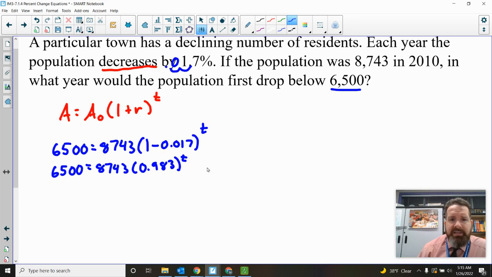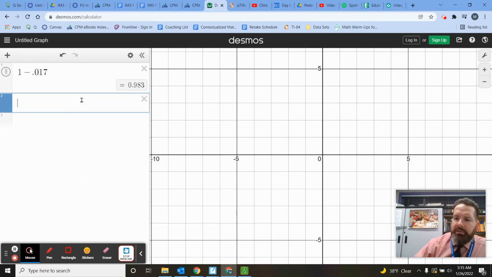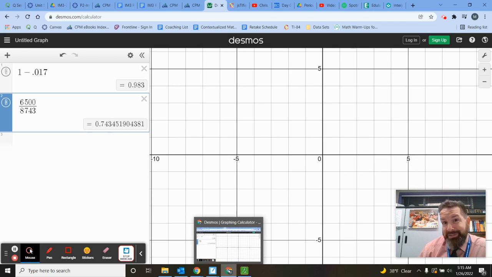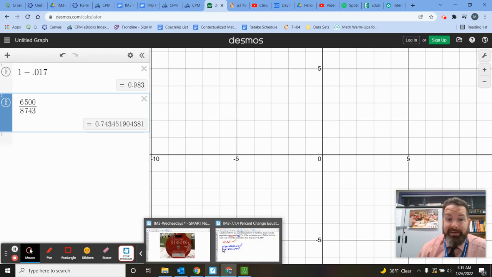Now, this is an exponential equation to solve. We've been solving exponential equations here now for a couple of weeks. Let's get this exponential by itself. So divide by the 8,743. So 6,500 divided by 8,743. It's not going to be nice, and the fraction doesn't even reduce. Now, here's the thing. Notice how that decimal is big and long? Please keep it as the fraction. If you round your decimal, your final answer is going to be off a little bit. We don't want that. Only round at the very, very end.